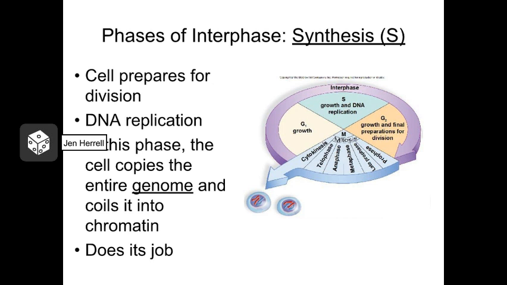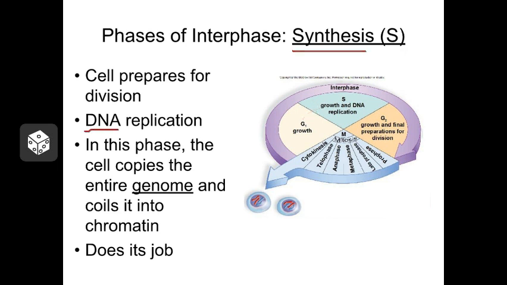The second phase of interphase occurs right at the end of gap 1 and is known as the synthesis or S phase. Cells only enter this phase if they intend to divide again, and the reason for this is that it's during the synthesis phase that the cells begin to make their first preparations for division. Synthesis means to build something. So what are they building?